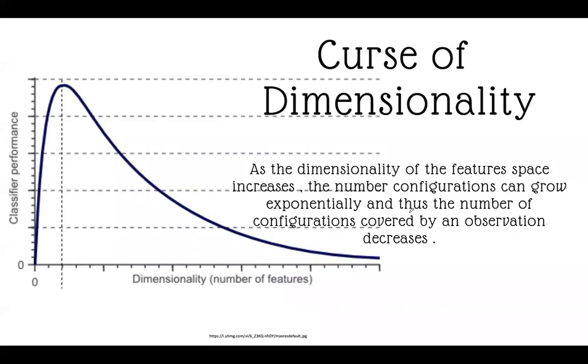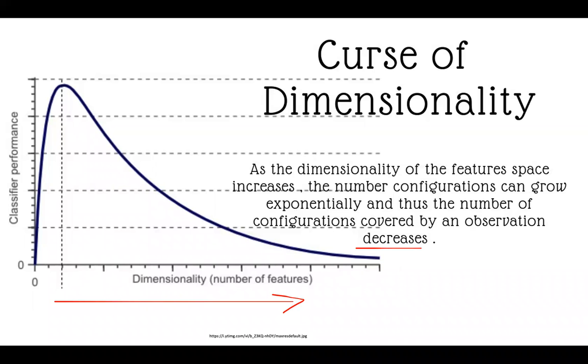Again, this graph just shows you, when the number of features is very large relative to the number of observations, okay, it's large based on the number of observations in your data set, certain algorithms may struggle to train, affecting the effectiveness of your model, right? Okay, so this is the curse of dimensionality, all right? And you can see in some literature that as the dimensionality of the feature space increases, the number of configurations can grow exponentially, and thus the number of configurations covered by an observation decreases.